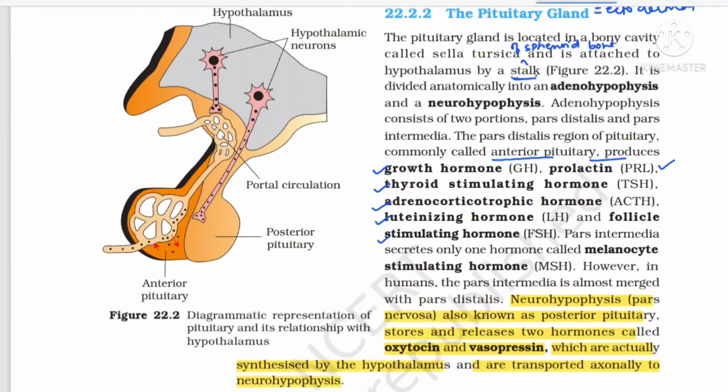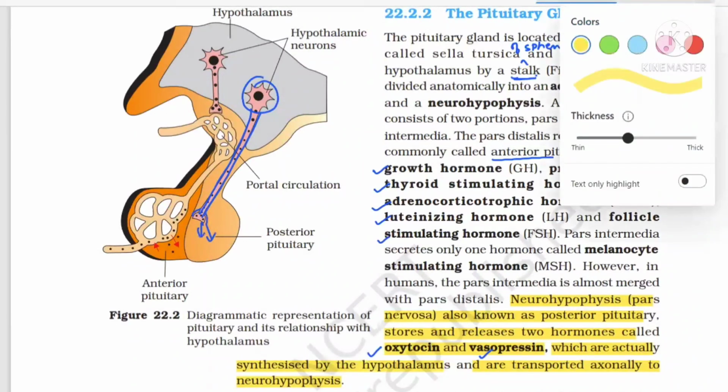You can see the diagram. Please try to focus. This is neuron, cell body. And this neuron through axon is directly coming to the posterior lobe of pituitary. And here the neurohormones are released. This neurohormone, which two neurohormones? Oxytocin and vasopressin. Is it clear? So I think so anterior and posterior pituitary is clear.